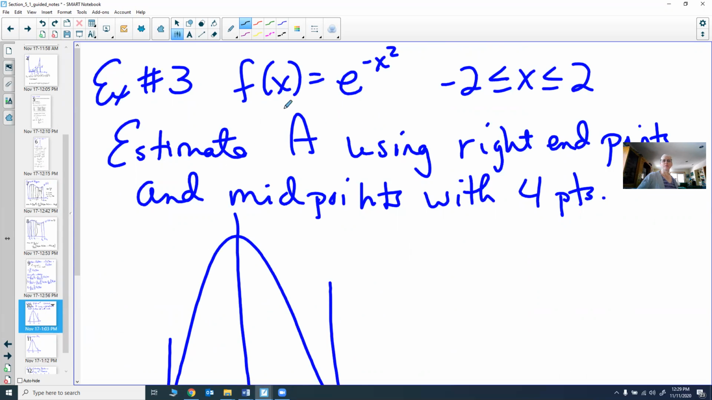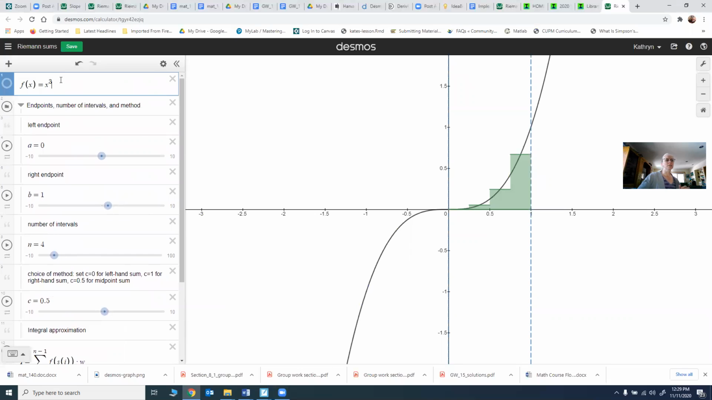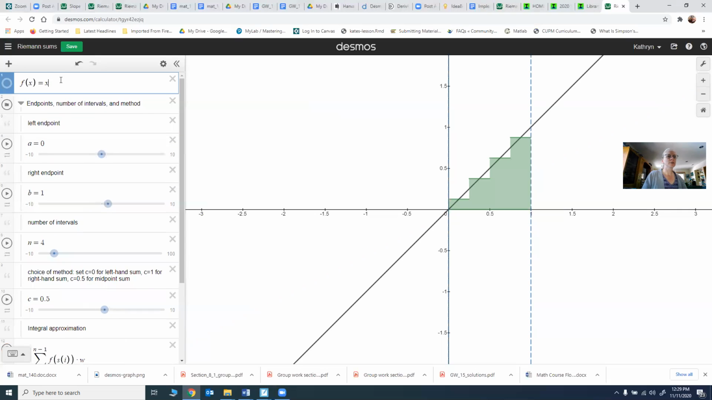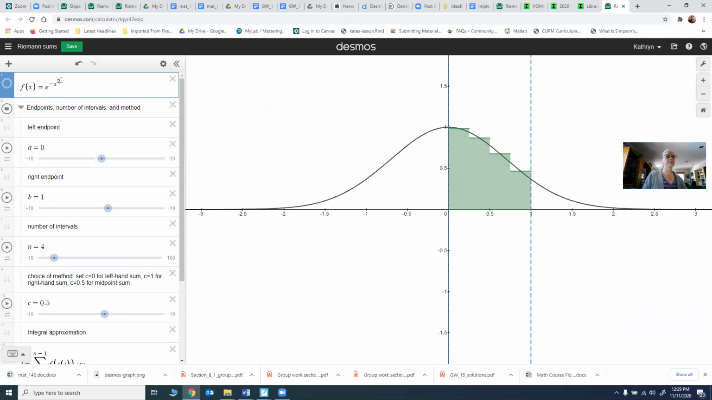So we can actually do the same thing using the right endpoints and midpoints with 4 points, to find out what the area is under e to the negative x squared from -2 to 2. We will use Desmos for this. So I'm going to go back into Desmos and change my function. I changed my function to x cubed. I'm going to change my function now to e to the negative x squared. And I want to change my left endpoint to -2. Yes, -2.